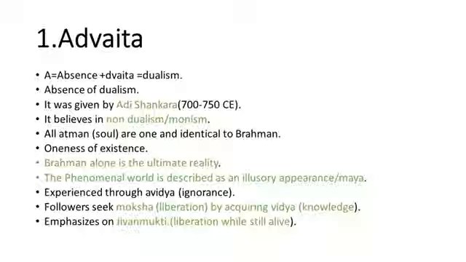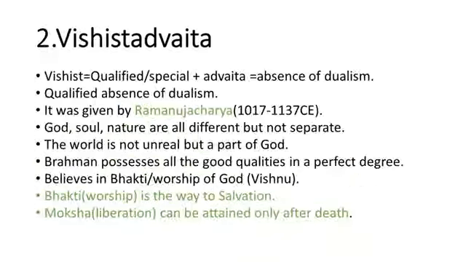Now let us look at the second one, that is the Vishisht Advait. This is made up of two words. Vishisht means qualified or special, and Advait means absence of dualism. Thus together if we combine, it means qualified absence of dualism. It was given by Ramanujacharya.